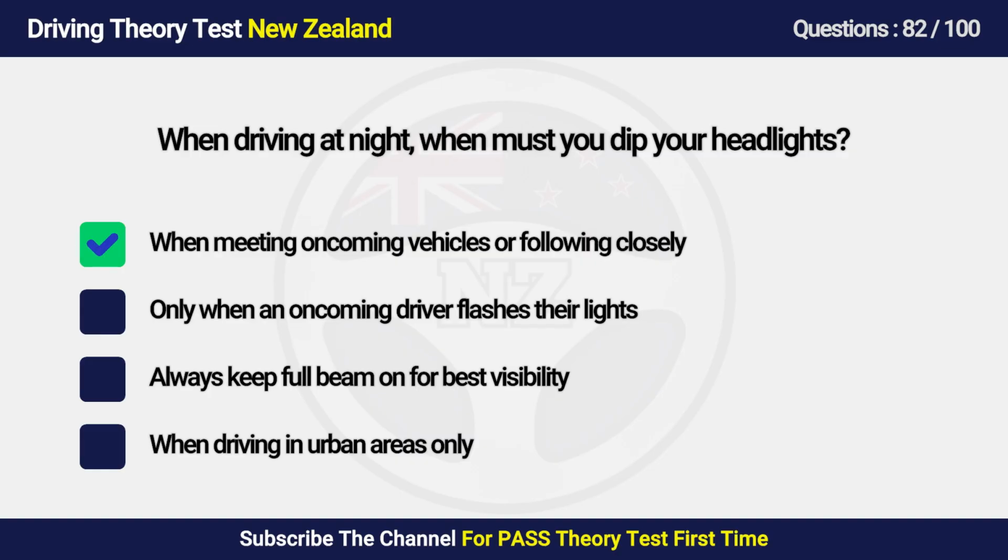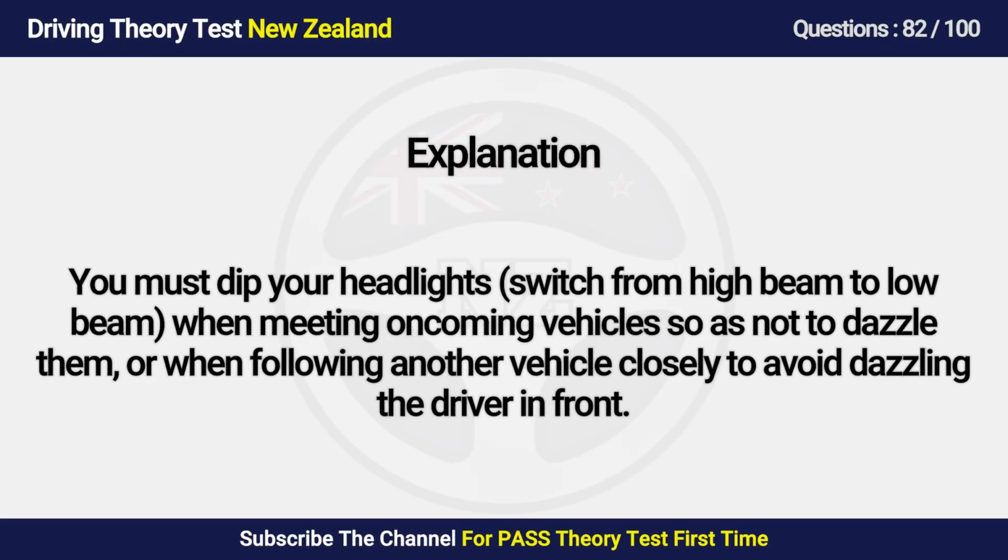Answer is A. When meeting oncoming vehicles or following closely. You must dip your headlight switch from high beam to low beam when meeting oncoming vehicles so as not to dazzle them, or when following another vehicle closely to avoid dazzling the driver in front.